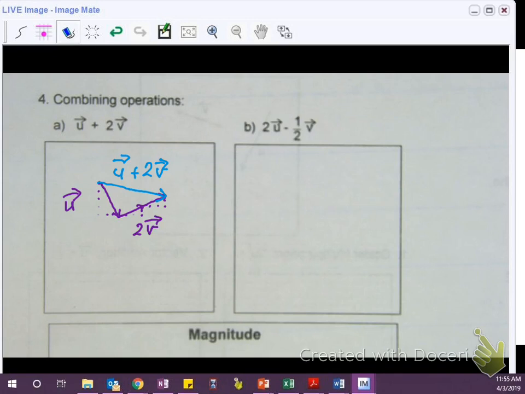This was multiply. So I multiplied V by 2 by drawing it twice. So I drew it here, here, and here. That's twice.